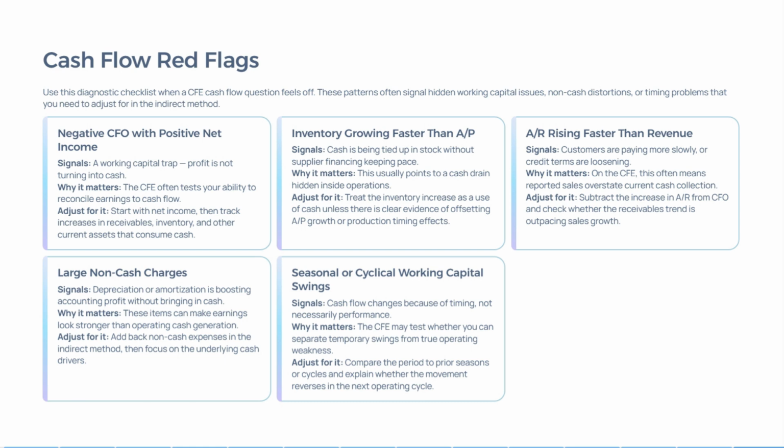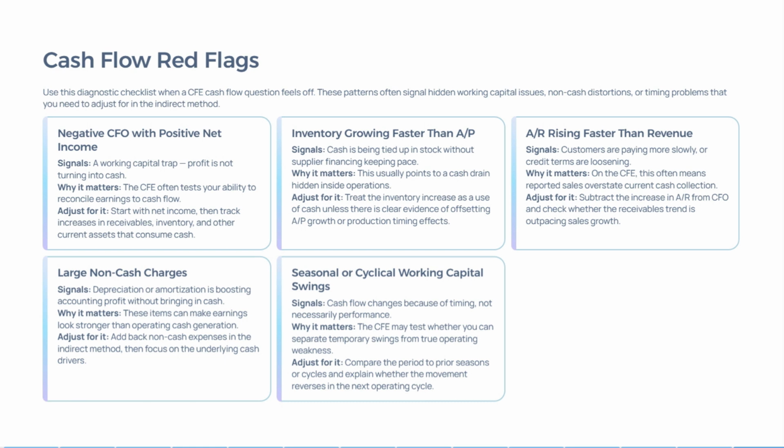Inventory growing faster than A/P. Cash is being tied up in stock without supplier financing keeping pace. Treat this as a use of cash. A/R rising faster than revenue. Customers are paying more slowly, meaning reported sales overstate your current cash collection.